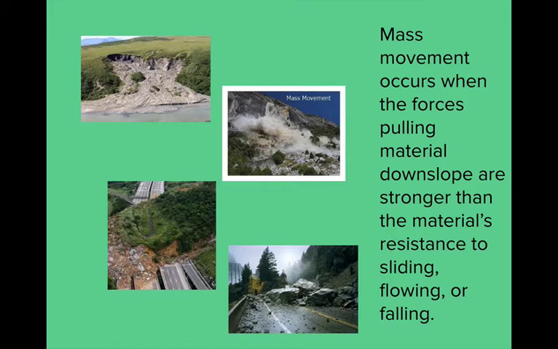So gravity's always pulling on these things, but there's resistance to this pull. Friction is holding each other up, or the structure of the rock may be holding it up there. So mass movements occur when gravity is able to overcome those forces that are keeping the rock or the land in place.